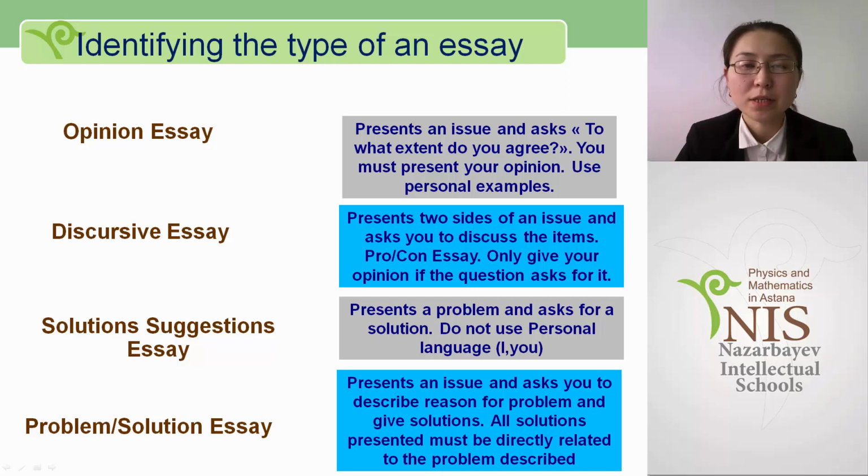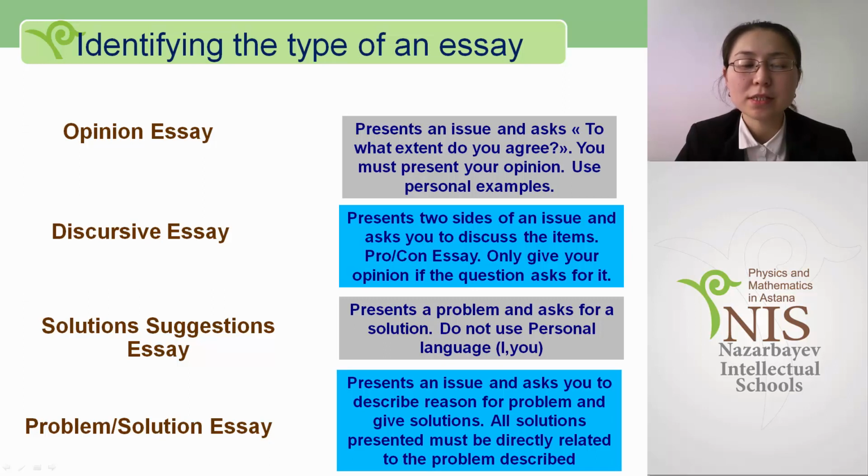The next type is discursive essay, where you should present 2 sides of an issue and they will ask you to discuss the items. Pro-con essay, sometimes we call it, or for and against essay. Here you should give your opinion only if the question asks you to do it. If the question does not ask you, you do not give any opinion.